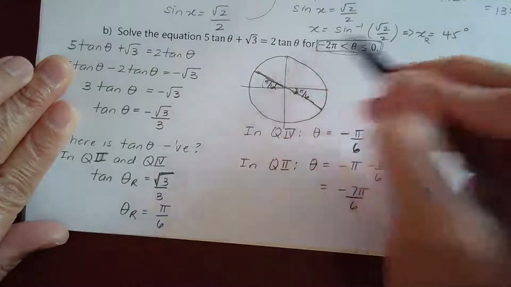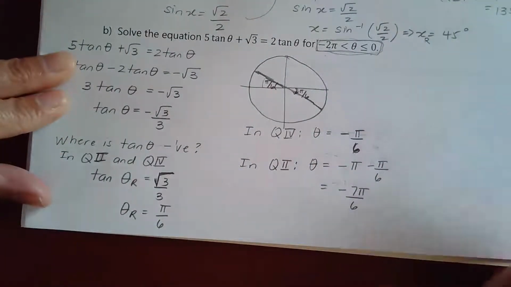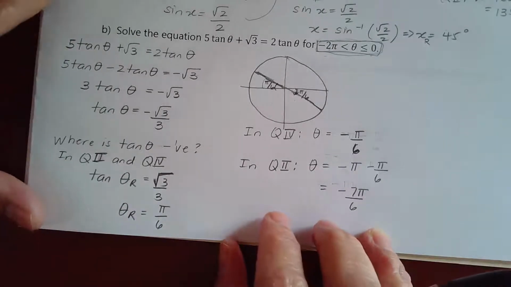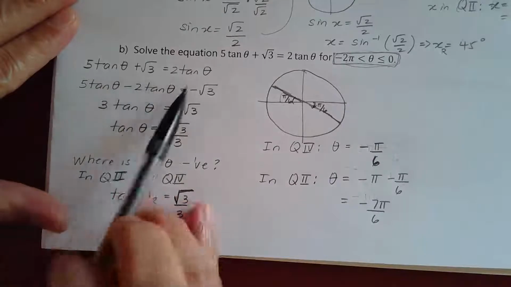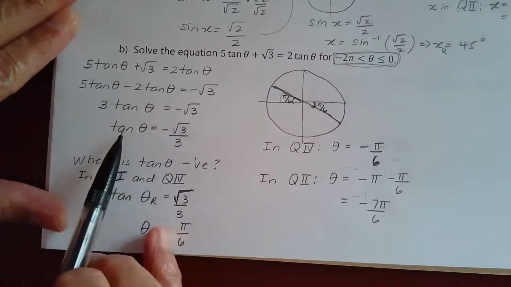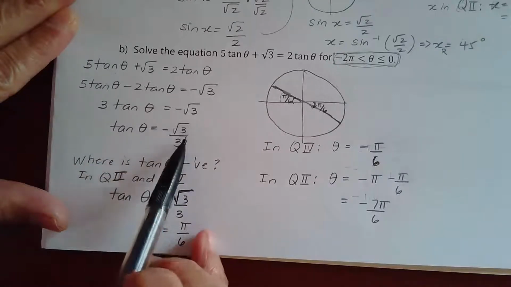This negative is really messing with me here. So let's take a look and review. We tried to solve for tan theta. So we did our algebraic manipulation here, so that tan theta is negative root 3 over 3.